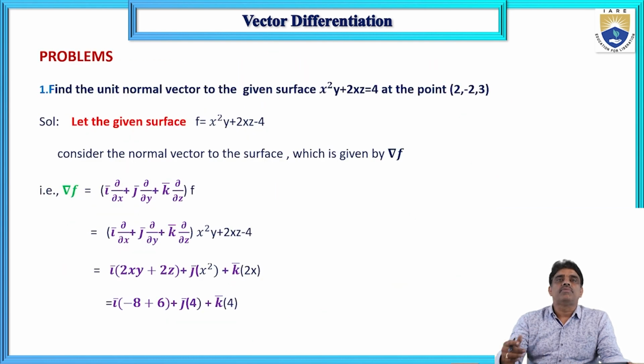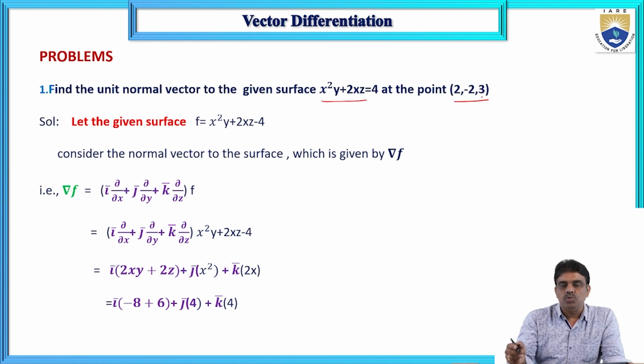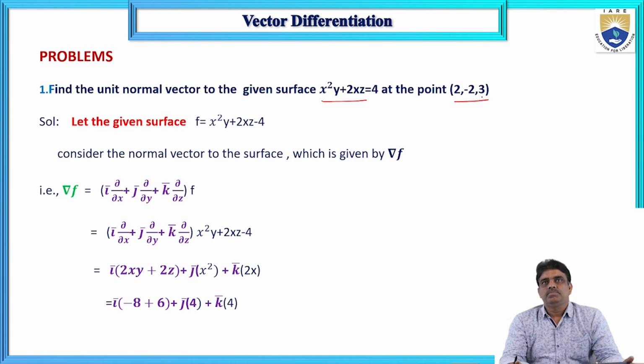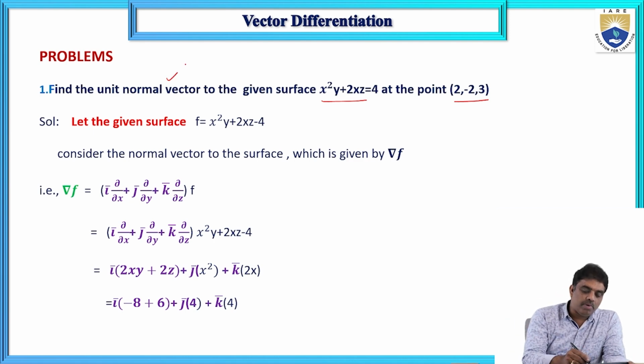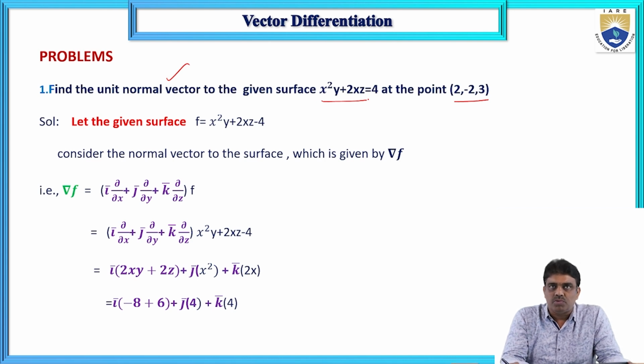Come to the first problem. Find the unit normal vector to the given surface x square y plus 2xz is equal to 4 at the point (2, -2, 3). So you have to find the normal vector to the surface. This is the given surface, f or phi, whatever you assume. You have to find the unit normal vector.